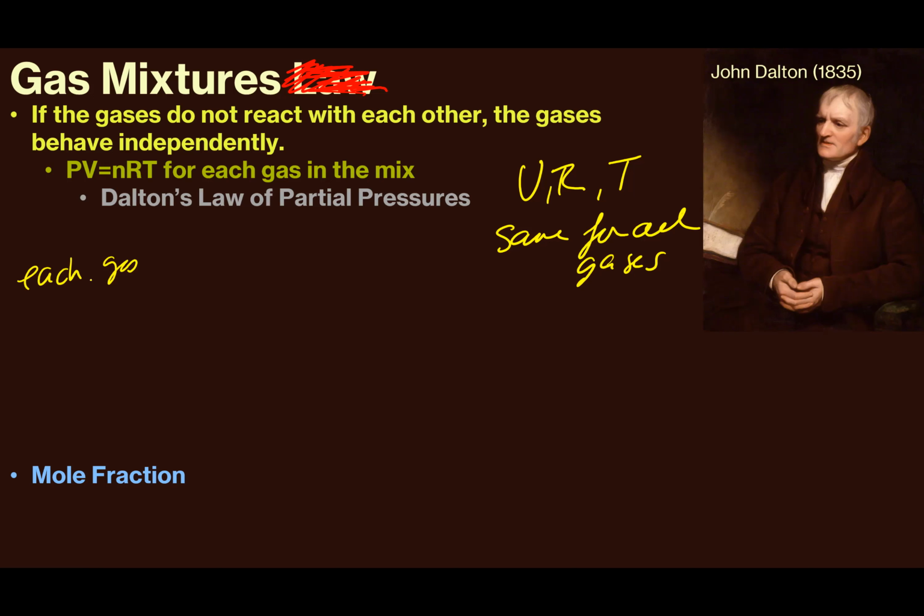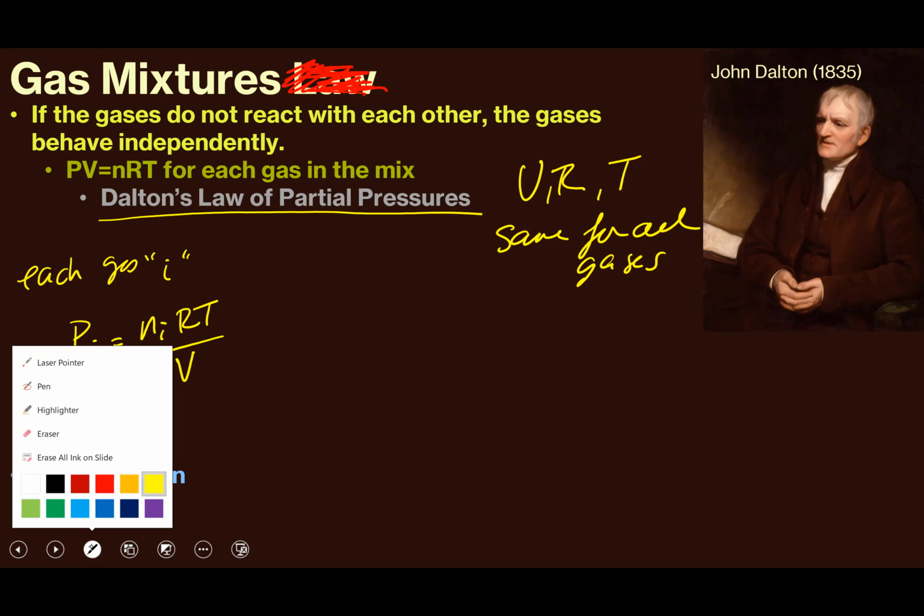For each gas, we're going to label these as i. For each gas i, the pressure of that gas is equal to the moles of that gas times R times T over V. This is just solving the ideal gas law for pressure. What Dalton's law of partial pressures tells us, let me do this a little bit differently. We'll do this in green.